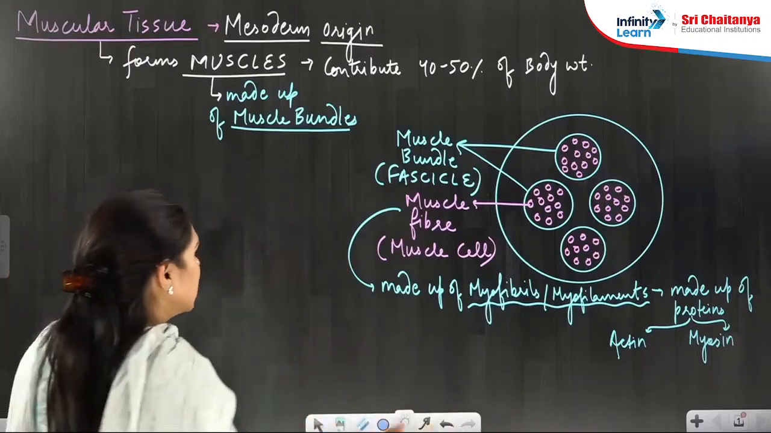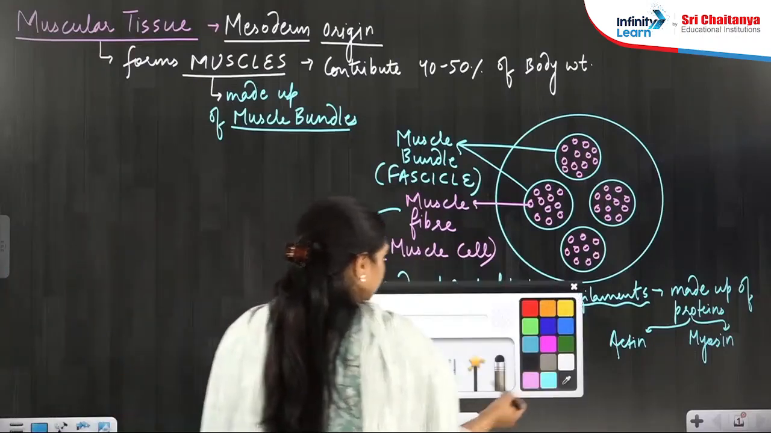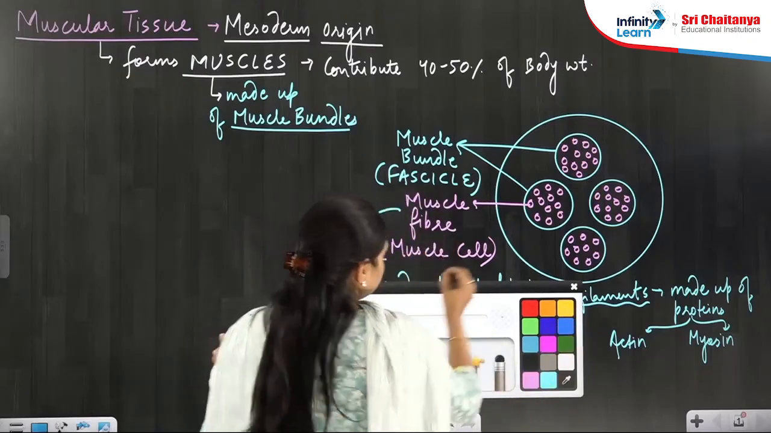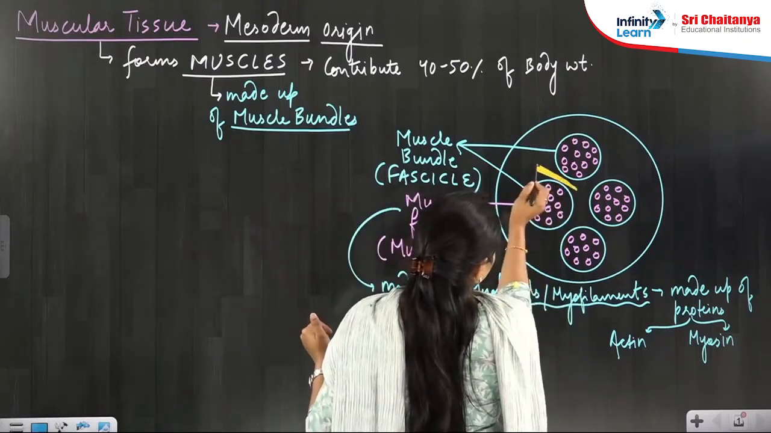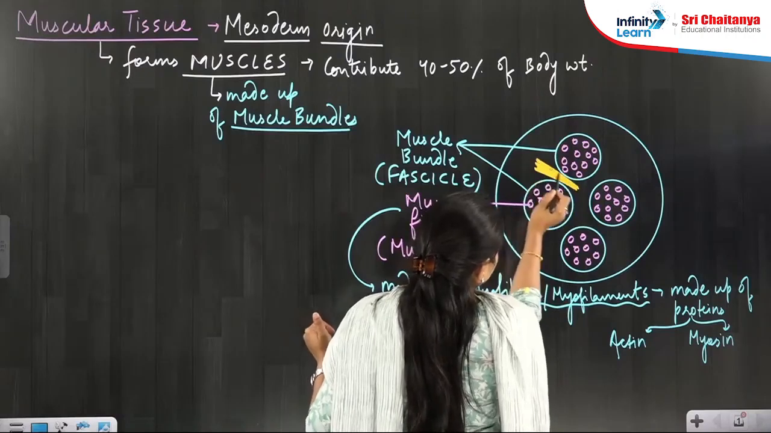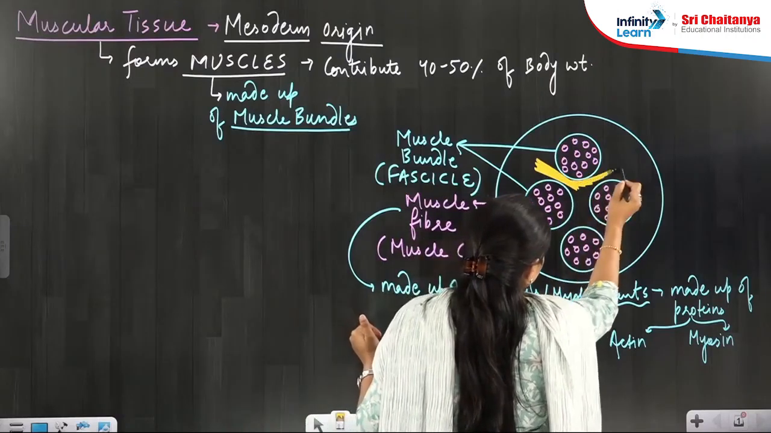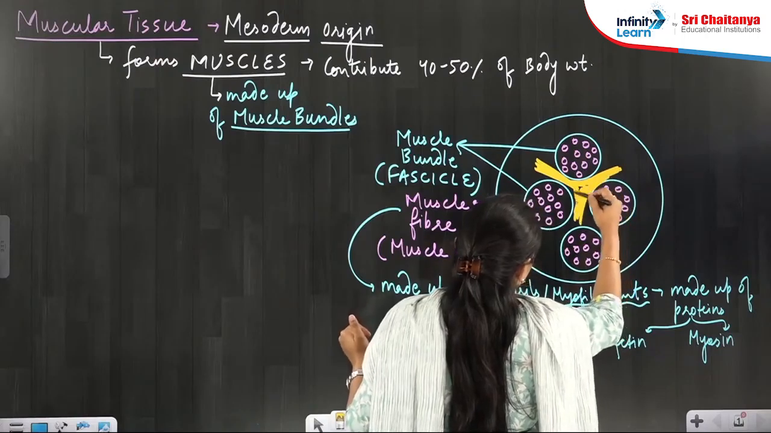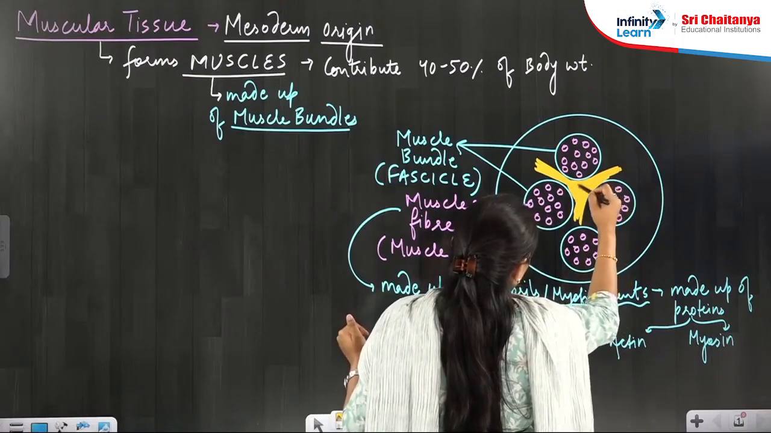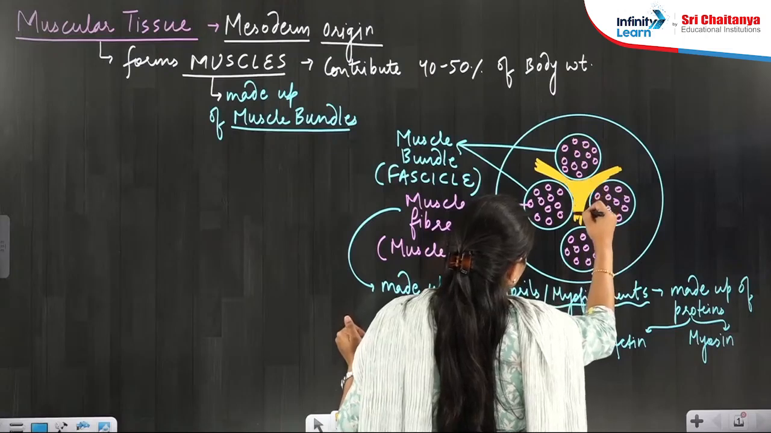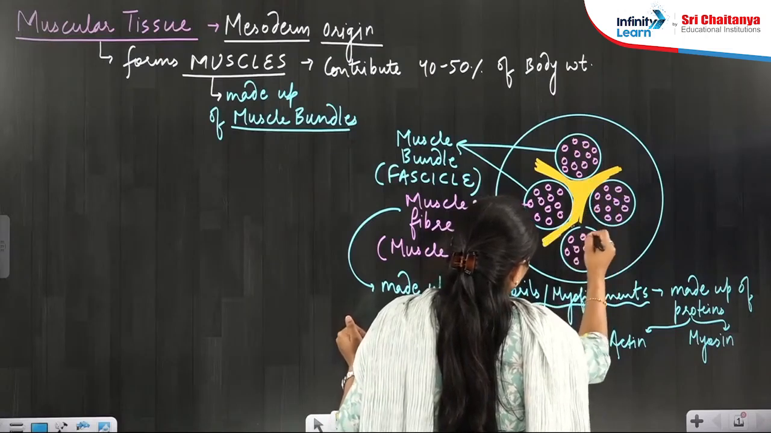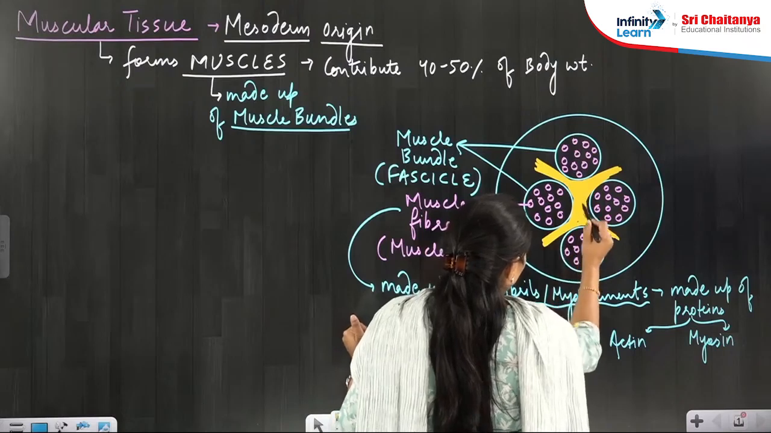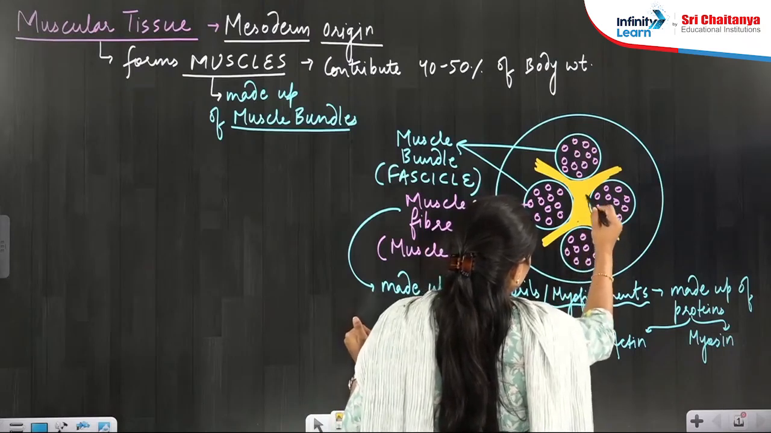So here let me show you the connective tissue. This is the connective tissue present here. In between the muscle bundles, there is connective tissue. This is the common collagenous connective tissue, which is known as fascia. So it holds all the muscle bundles together.